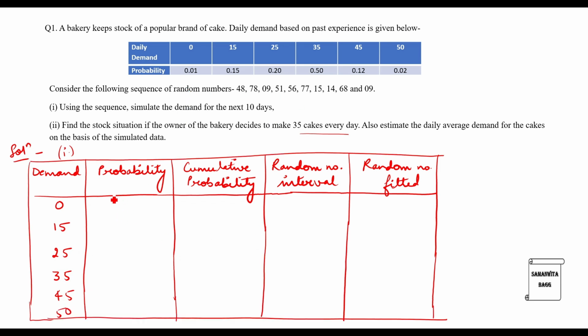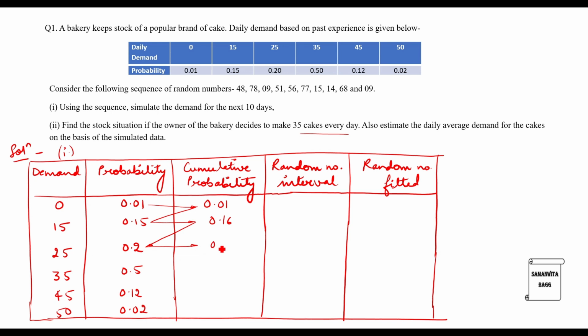So now we'll talk about the probability that is given. We will copy the values here: 0.01, 0.15, 0.2, 0.5, 0.12 and 0.02. Now, how do we calculate the cumulative probability? These two data are given. So you will always start by copying the first value given, 0.01. So I have copied this number here. To this, I will add this value, 0.15, and I'll write the value here. So this becomes 0.16.